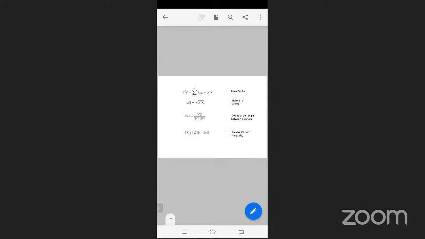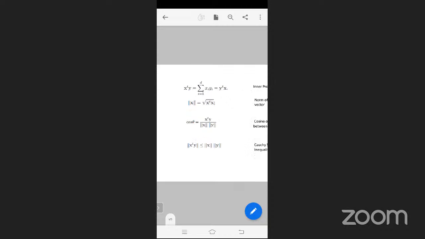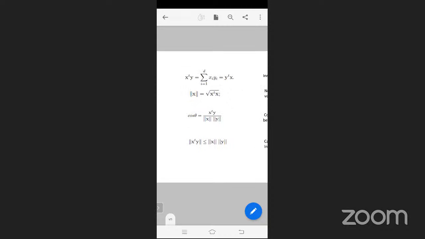There is something called the inner product, which is x transpose y. Inner product is nothing but the dot product between two vectors. Generally, is the dot product a scalar or a vector? Can anybody tell me? It's a scalar. Yes. Right, it's a scalar.